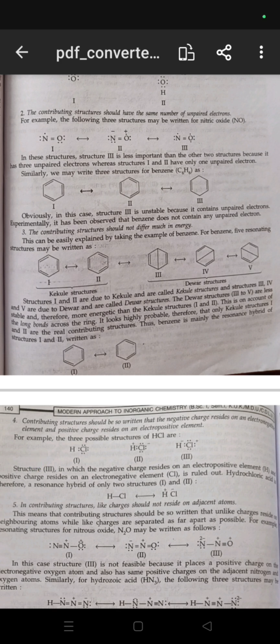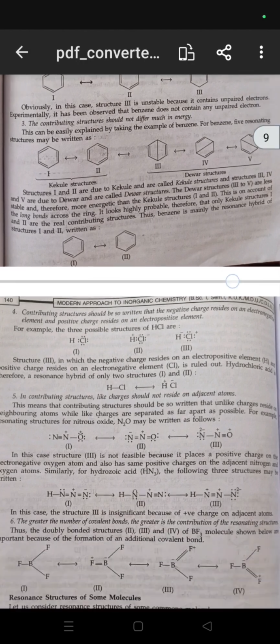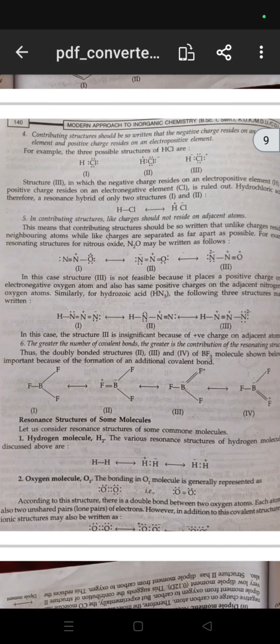Fourth, contributing structures should be such that negative charge resides on the electronegative elements and positive charge resides on electropositive elements. Fifth, in contributing structures, like charges should not be on adjacent atoms. This means that contributing structures should not be written so that unlike charges reside on neighboring atoms, while like charges are separated as far apart as possible.